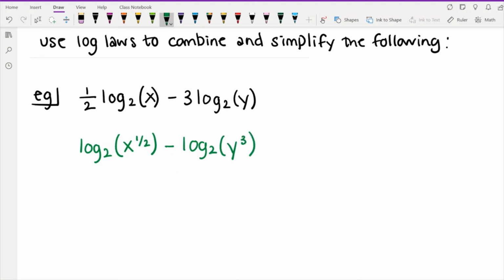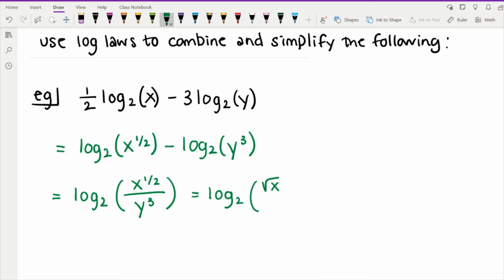Okay, so now what? Well, now we're subtracting two logarithms. They have the same base, and so we can put them together using division, right? So log base 2 of this thing minus log base 2 of this other thing is the same thing as log base 2 of x to the 1/2 over y cubed. And then the last thing we can do, it's a little bit nicer, instead of writing this as x to the 1/2, let's rewrite it as the square root of x. And so this would be our final answer.